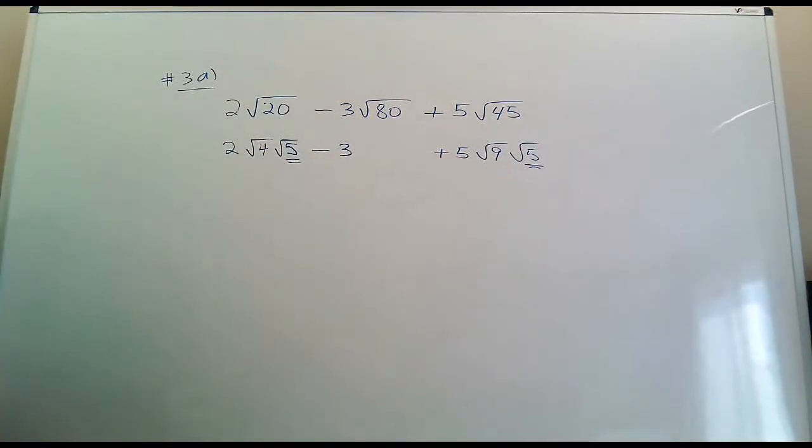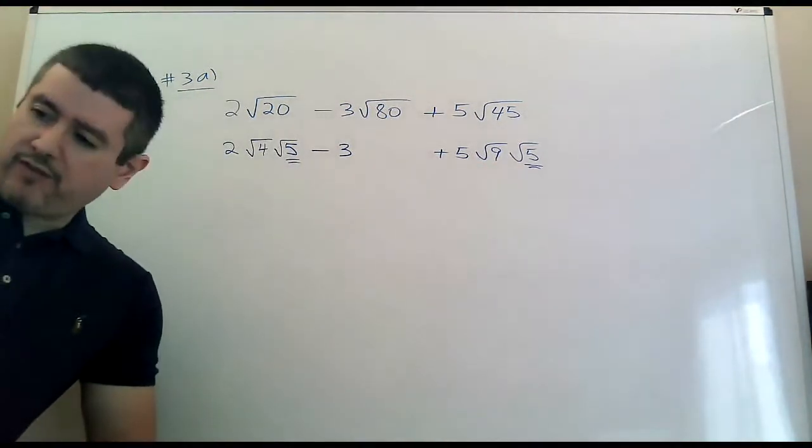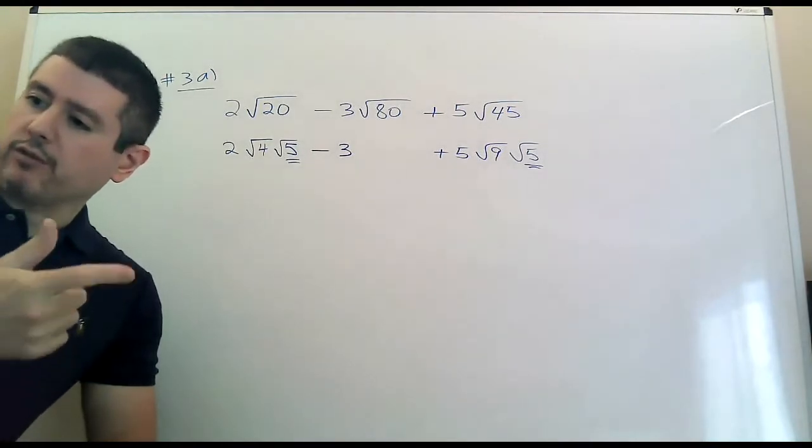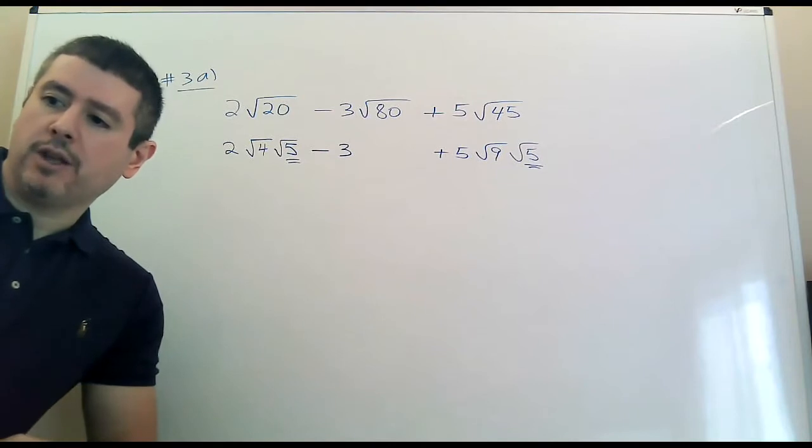Both of these have a radical 5, right? 20 is 4 and 5, 45 is 9 and 5. I mean, what are you going to do, right? 45 with 15 and 3? 15 is not a perfect square. 3 is not a perfect square. You need a perfect square. So 9 has to be the number that goes into 45.